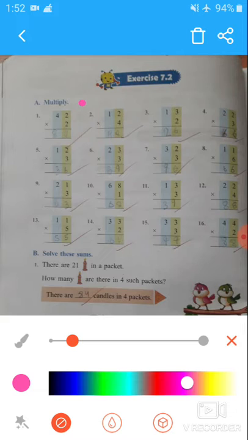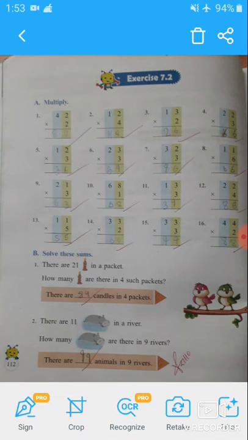Here we have to multiply 42 by 2. First of all, we have to multiply the ones. It means 2 multiplied by 2 equals 4. Okay. Now we have to multiply the tens. So 2 multiplied by 4 equals 8. Right? So 84 is the answer.